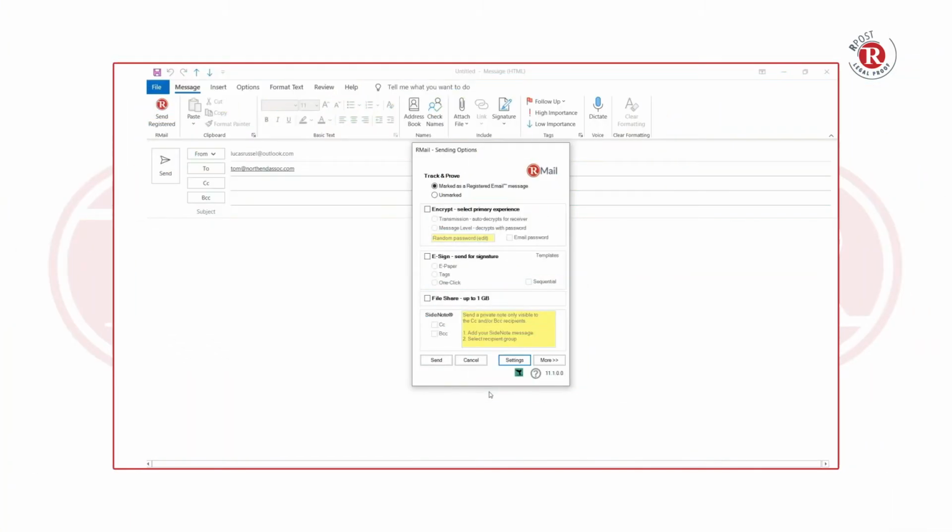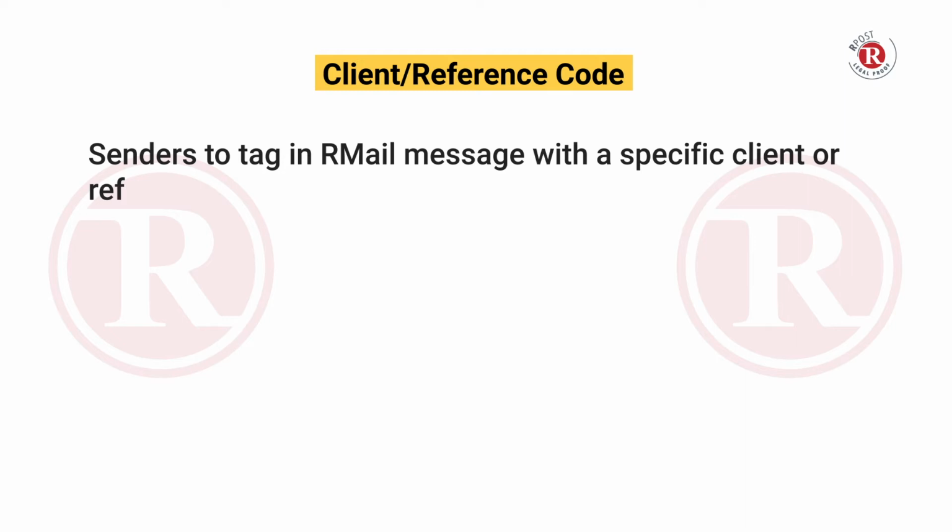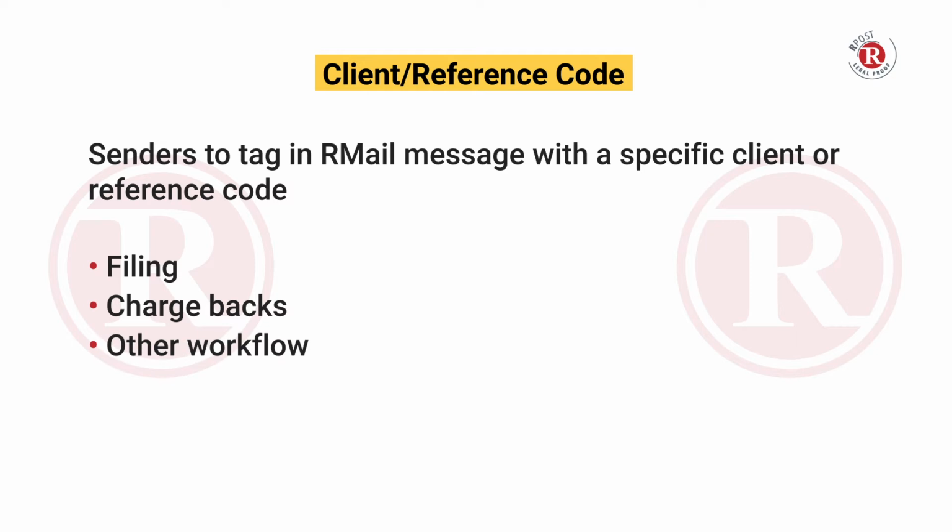The RMail app for Microsoft Outlook allows you to send emails using the RMail Track and Prove, Encrypt, eSign, File Share, and other features. In this video, we will review the RMail Client Reference Code feature setting in the RMail app for Microsoft Outlook. The Client or Reference Code feature allows senders to tag an RMail message with a specific client or reference code, typically for filing, chargebacks, or other workflow-related reasons.